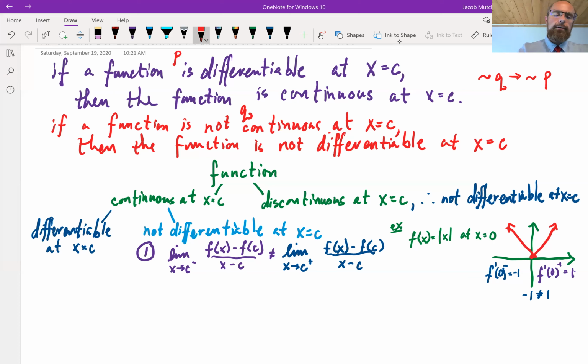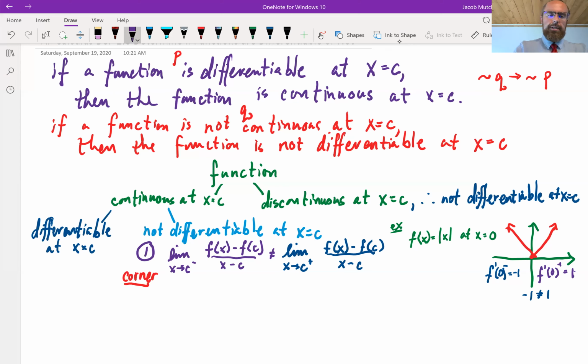So that's one case. At a certain x value, if a function has a different left-hand limit of the instantaneous rate of change compared to the right-hand limit, we say that it's not differentiable at that x value. It is a corner. So let's also consider a second possibility.